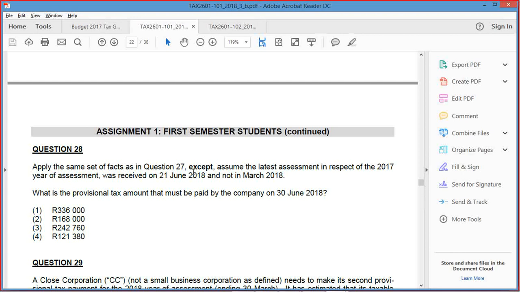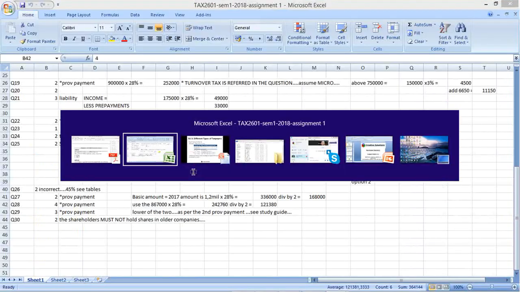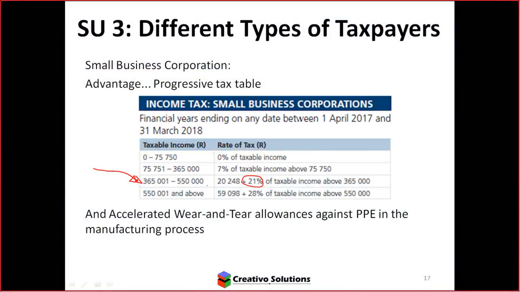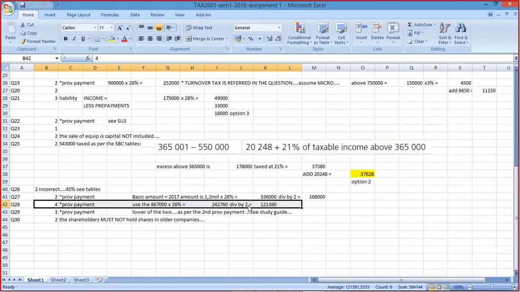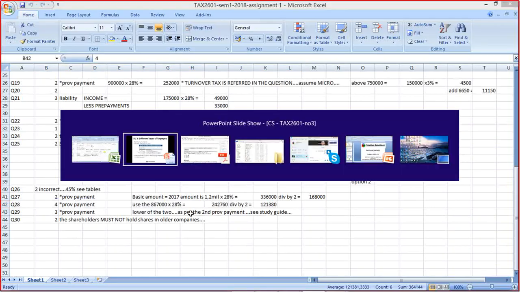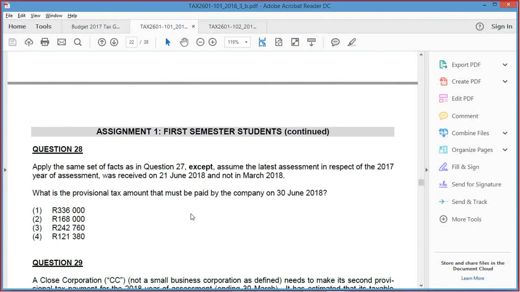Still okay? Yes. Alright, so if we look at the considerations here, what do I want to show you? I wanted to show you the provisional tax payment. I don't actually need to show you that other diagram. We looked at it previously, so I think that's fine.